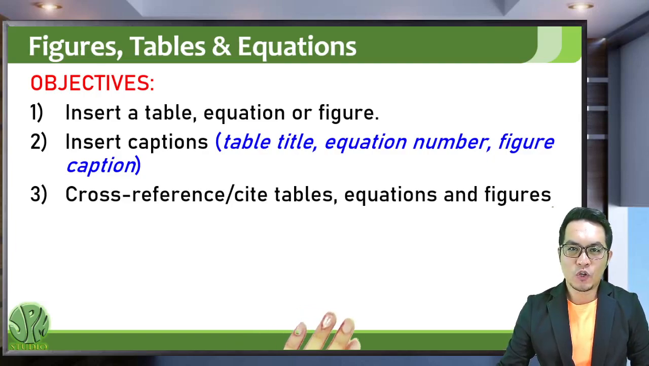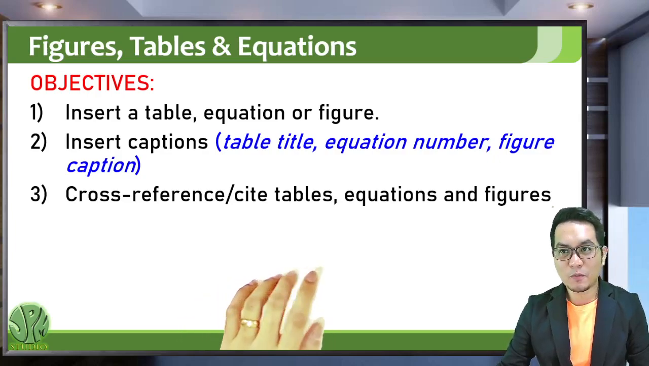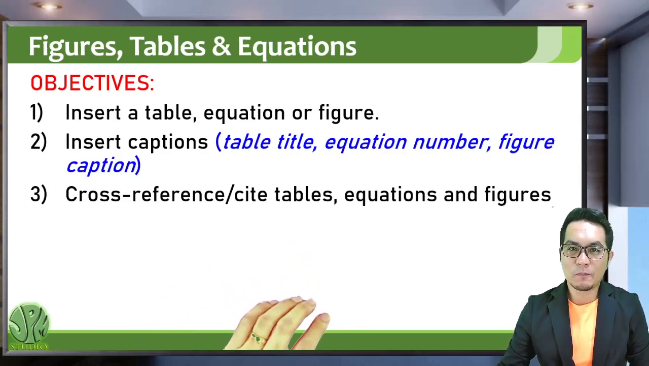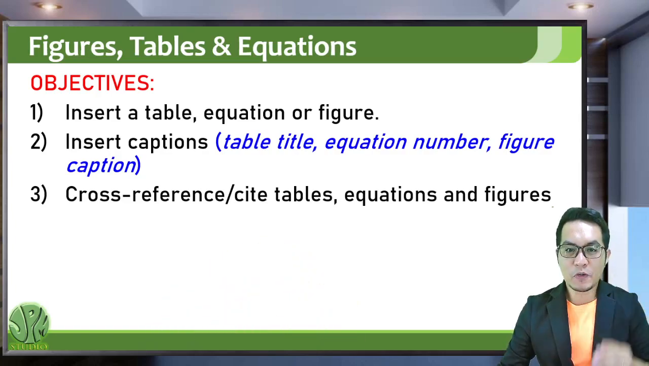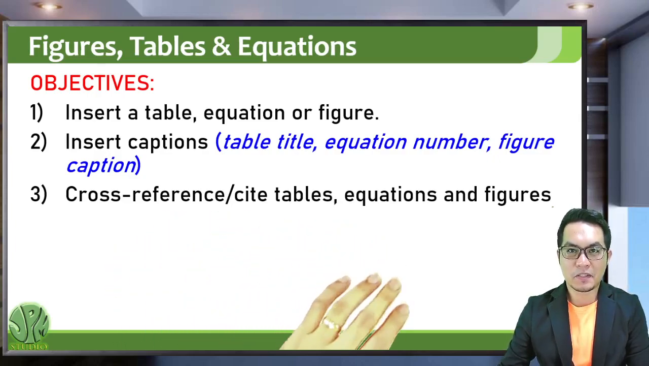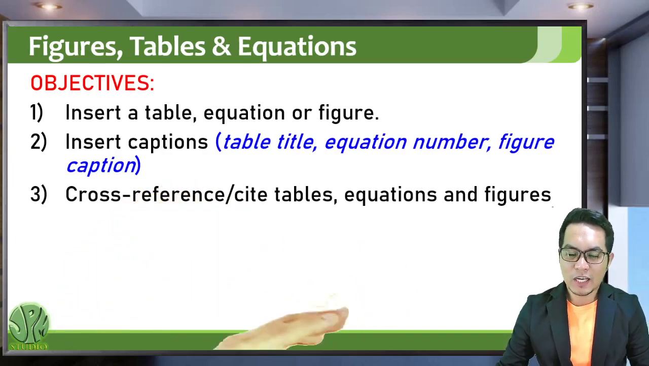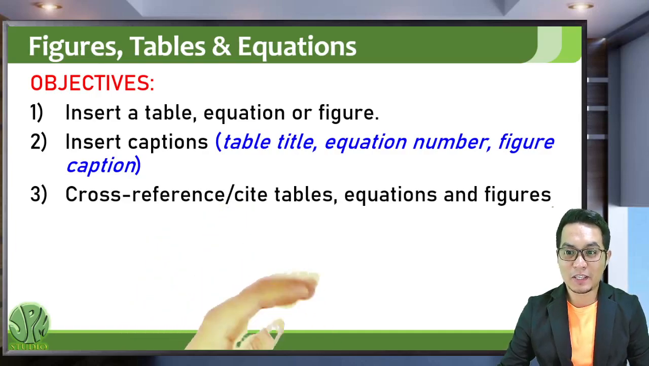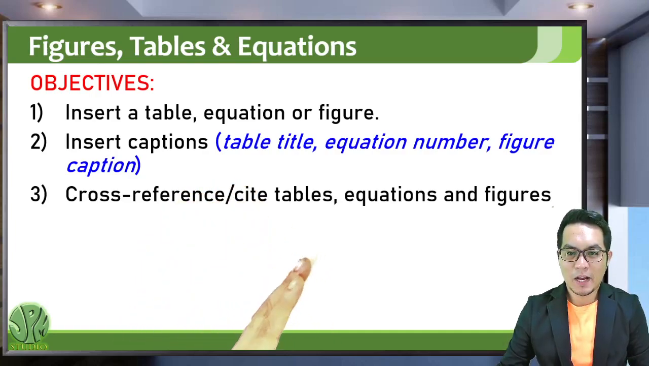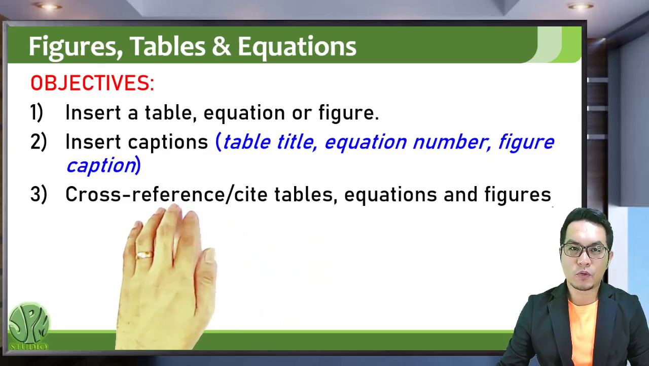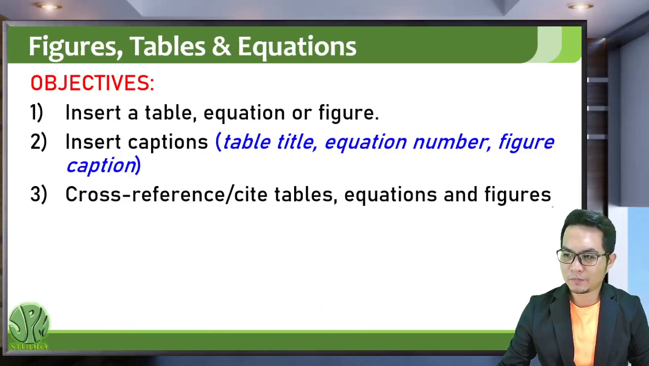Most of the time you encounter references like see figure 1, see figure 2, see figure 3. And if you don't cross-reference your tables, equations, and figures, then when you add a new table, equation, or figure, everything will change. The numbering will change. Microsoft Word takes care of that only if you cite or reference your table.